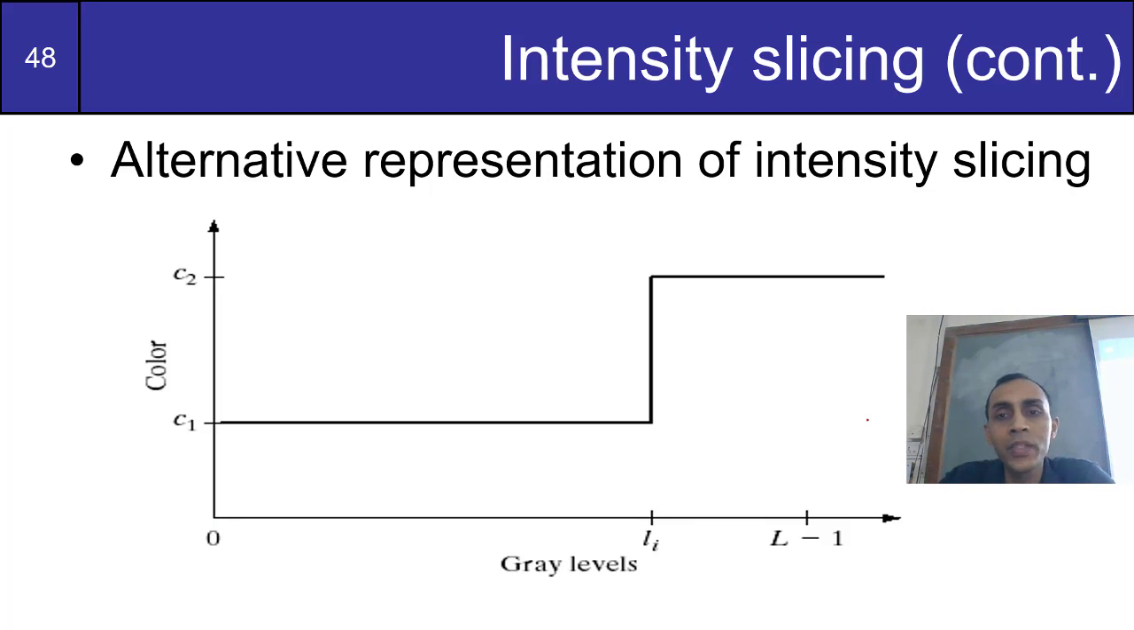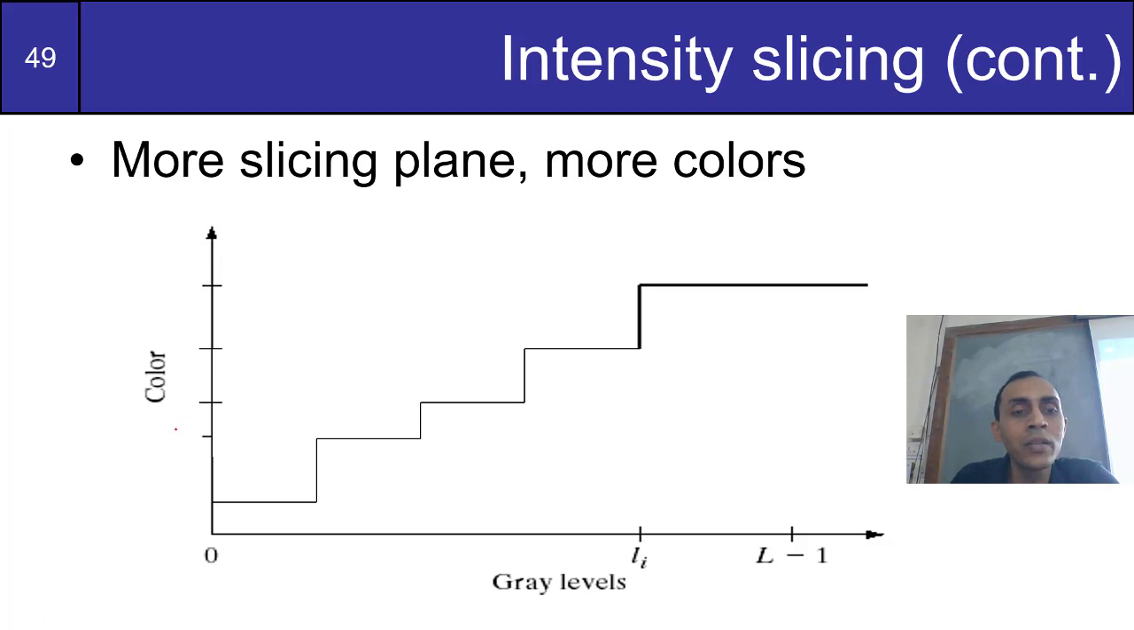This is an alternative representation of the intensity slicing. All these intensity values are given color 1, and the remaining intensity values are given color 2, and we can extend it to multiple colors C1, C2, C3, C4 and so on.